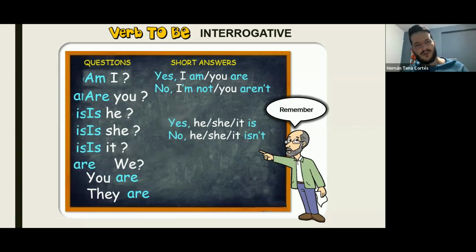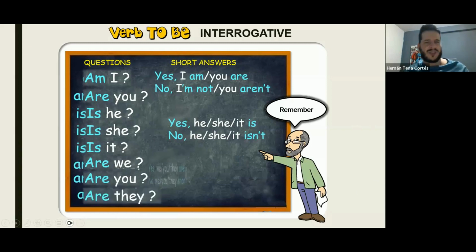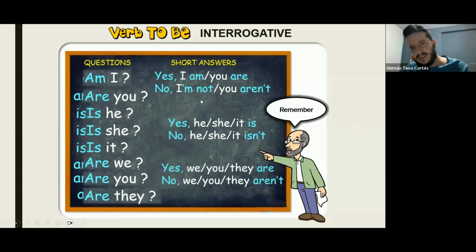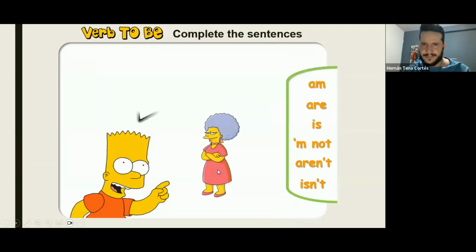Cuando hacemos una pregunta que empieza con el verbo to be, sabemos que la respuesta va a ser una respuesta corta. En español diríamos sí o no. Claro, podemos decir sí o no en inglés, pero también decimos yes, I am para frases positivas, o no, I'm not, or yes, you are, or no, you aren't, or yes, he or she or it is, or no, he, she, or it isn't. Yes, we, you, they are, or no, we, you, they aren't.